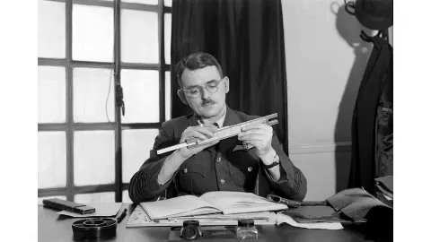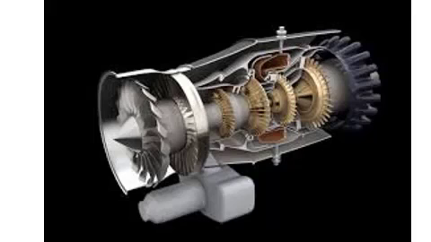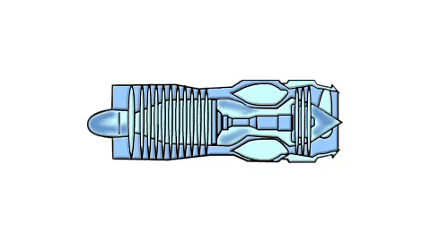Hans von Ohain of Germany was the designer of the first operational jet engine. Types of jet engines: gas turbines, turbojet engines. These are the most common type of jet engines.